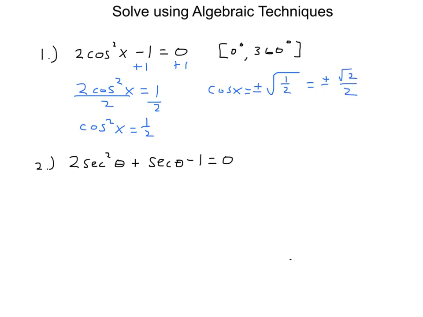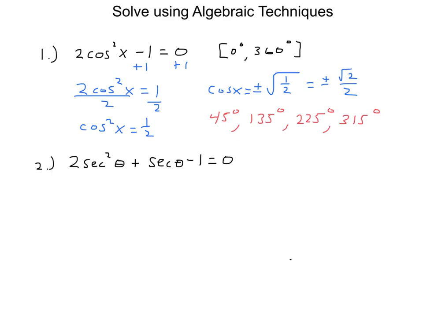And now I want to identify every degree measure angle between 0 and 360 degrees that has a cosine value of positive or negative square root 2 over 2. Well, the first one that we come to is 45 degrees. The second one is 135 degrees. The third one, 225 degrees. And the fourth one, 315 degrees. Those would be the solutions to that particular problem.